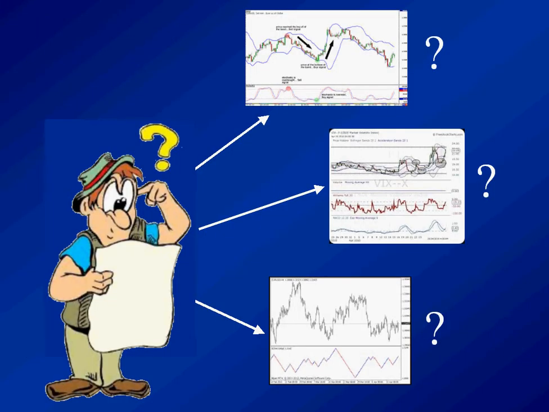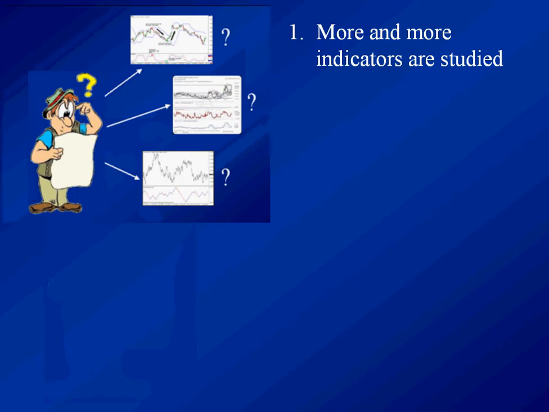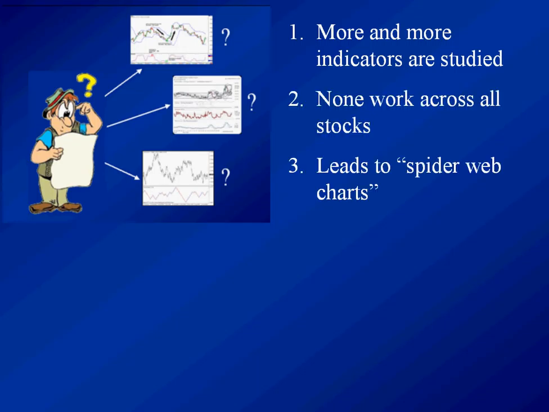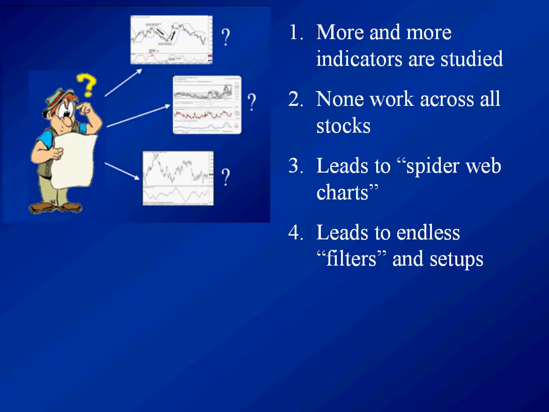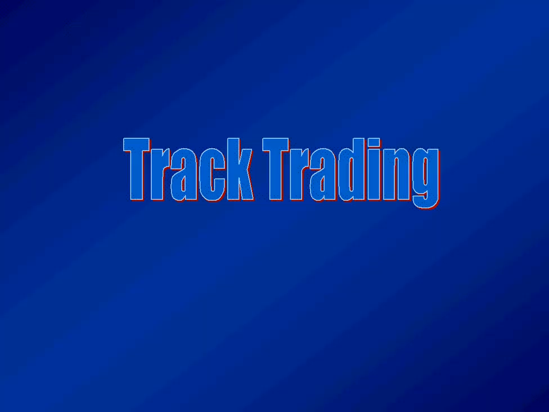So that leads the trader to wonder, well, what's wrong with my charts? I need to find a better indicator. The histogram doesn't work. But you see, that's the wrong approach, because not all stocks are created equal. What happens is the trader gets confused, especially the beginning trader, and he needs more and more indicators. More and more indicators are studied. None work across all stocks, of course. And this leads to spiderweb charts. This is what I call a chart with 16 different indicators. And it leads to endless filters and setups.